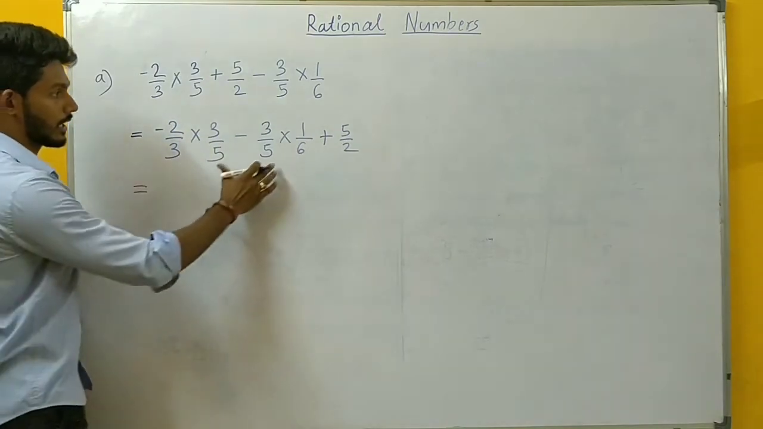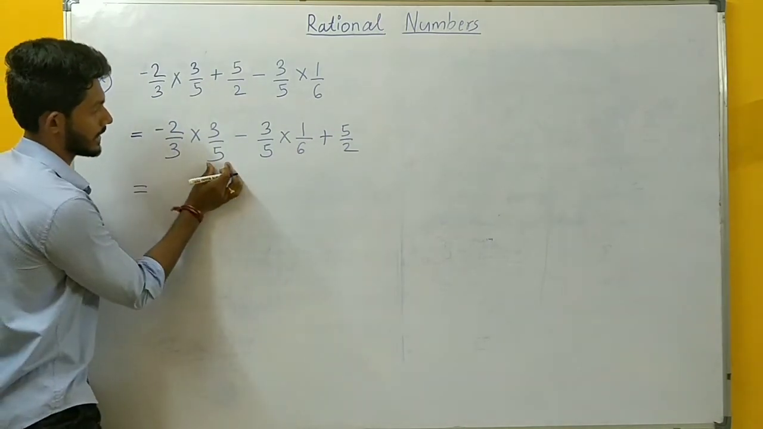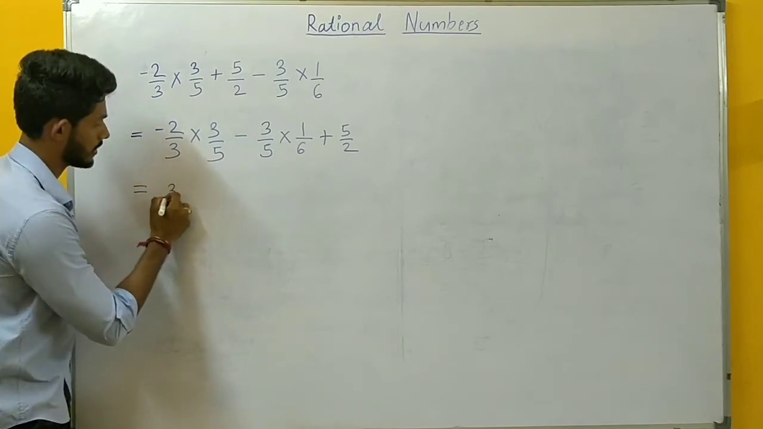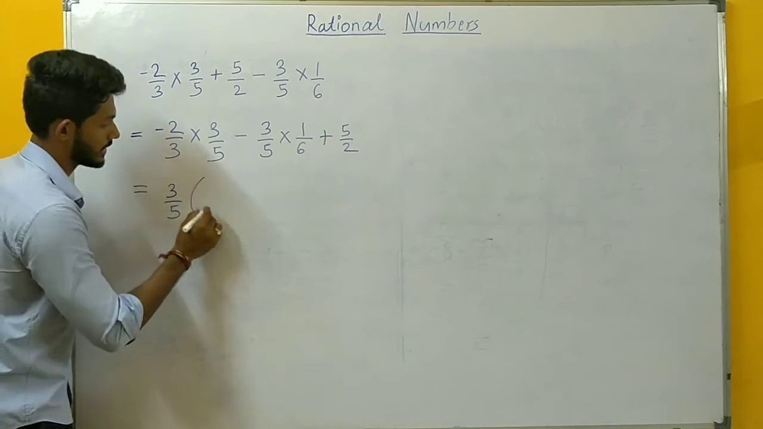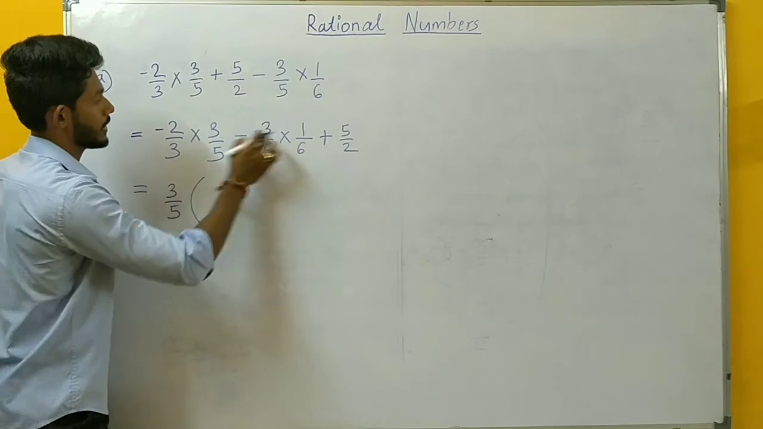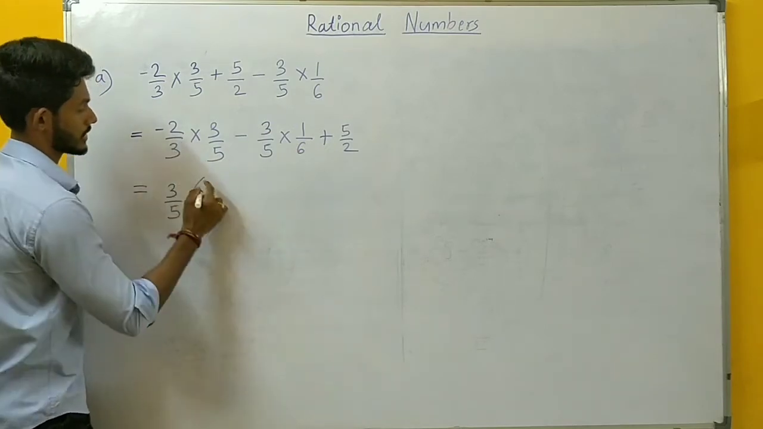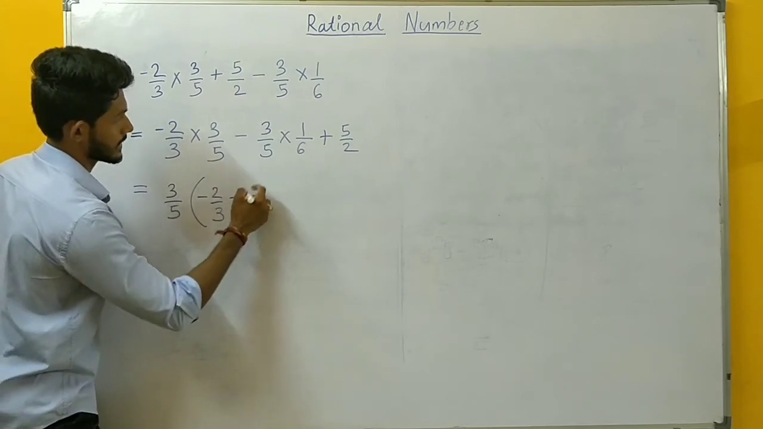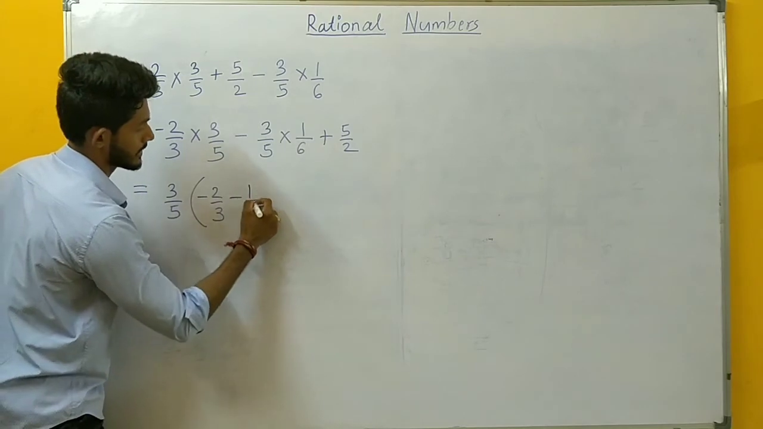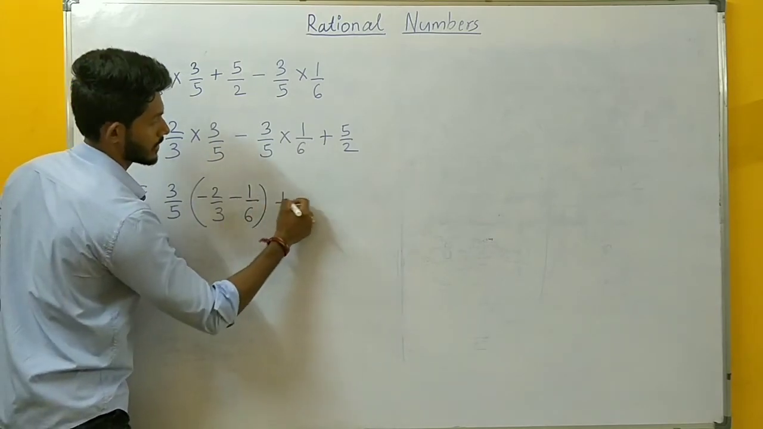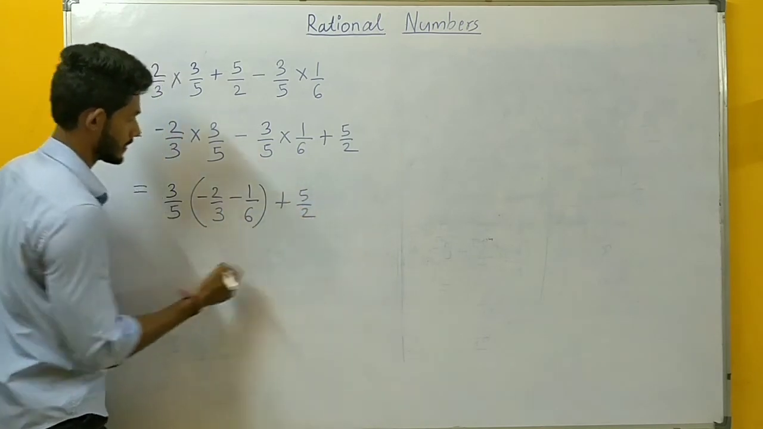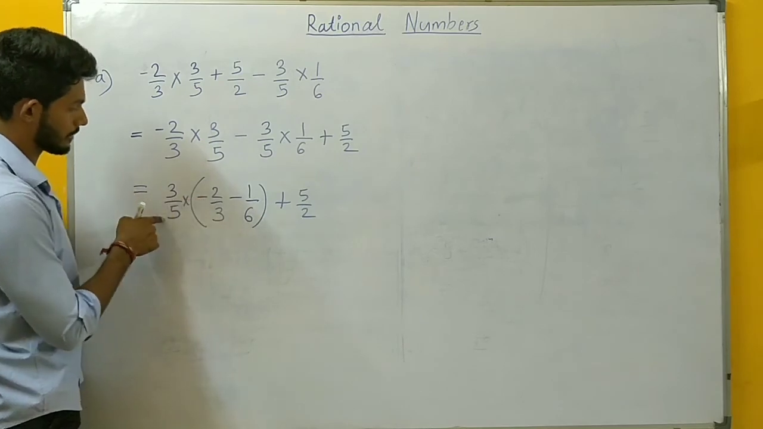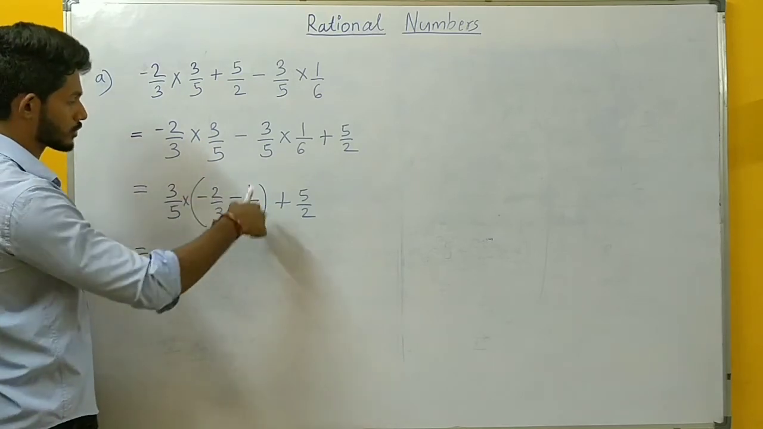Now, as you can see here, from here we can see that 3 by 5 and 3 by 5 is common. So I'll take this 3 by 5 outside over here, and inside the bracket I will write the remaining part of this 3 by 5. So that is this negative 2 by 3, this negative sign as it is, which is multiplied to 1 by 6, plus this 5 by 2 as it is. Now, we will solve this bracket first. This 3 by 5 is multiplied to this bracket. So let's solve this bracket first.